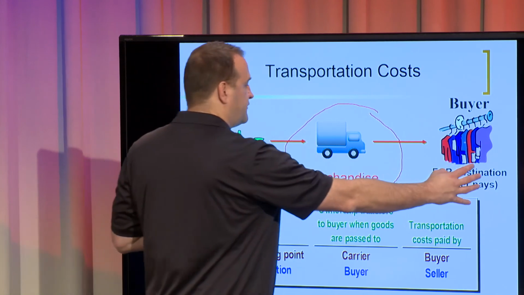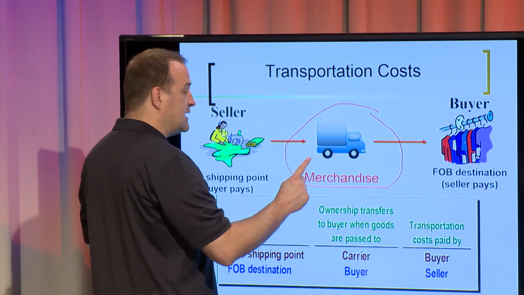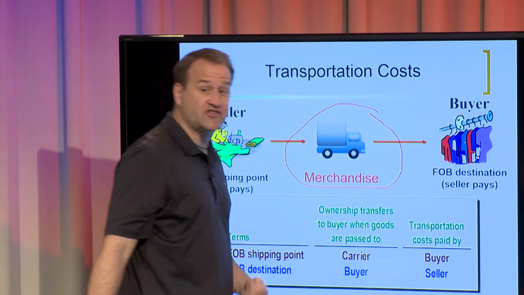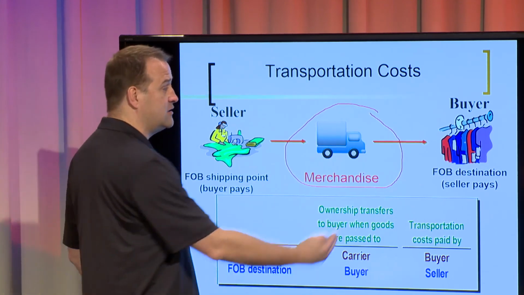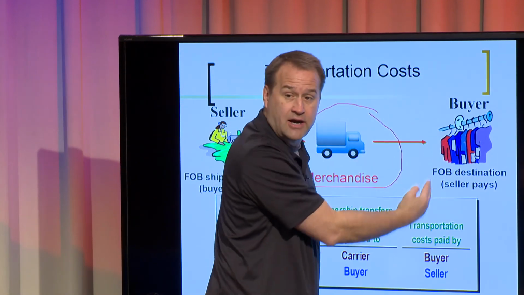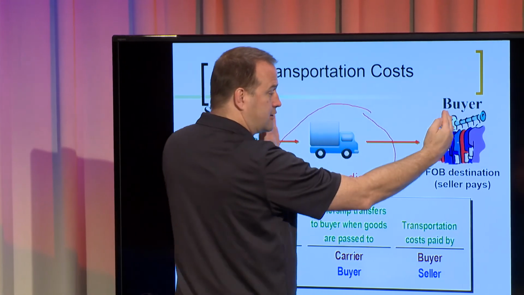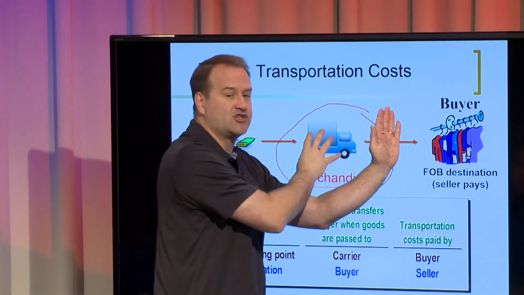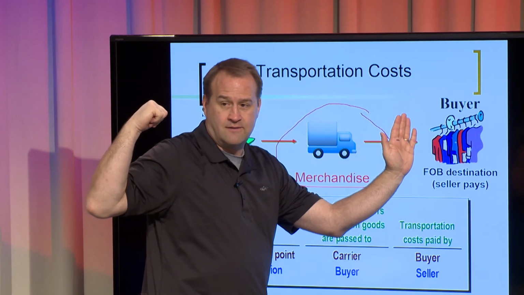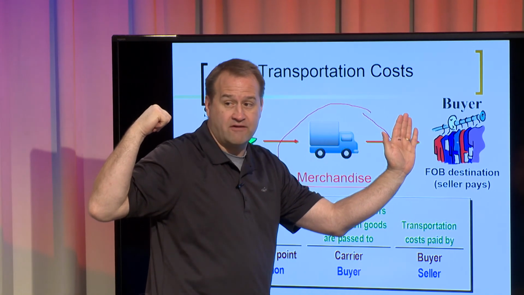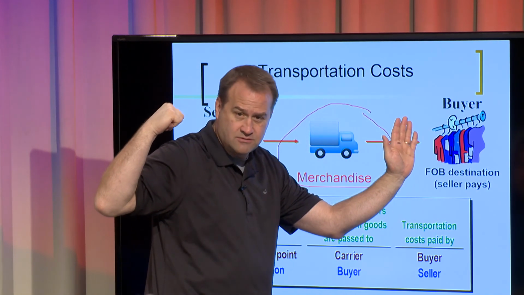Now, from the buyer's perspective, if it's FOB destination, it's free on board, clear to the destination. Well, the destination is the buyer's loading dock, right? So it's free on board for the buyer, clear up to here. So while it's being transported, the seller owns the goods because they're paying for the transportation. Are you with me?